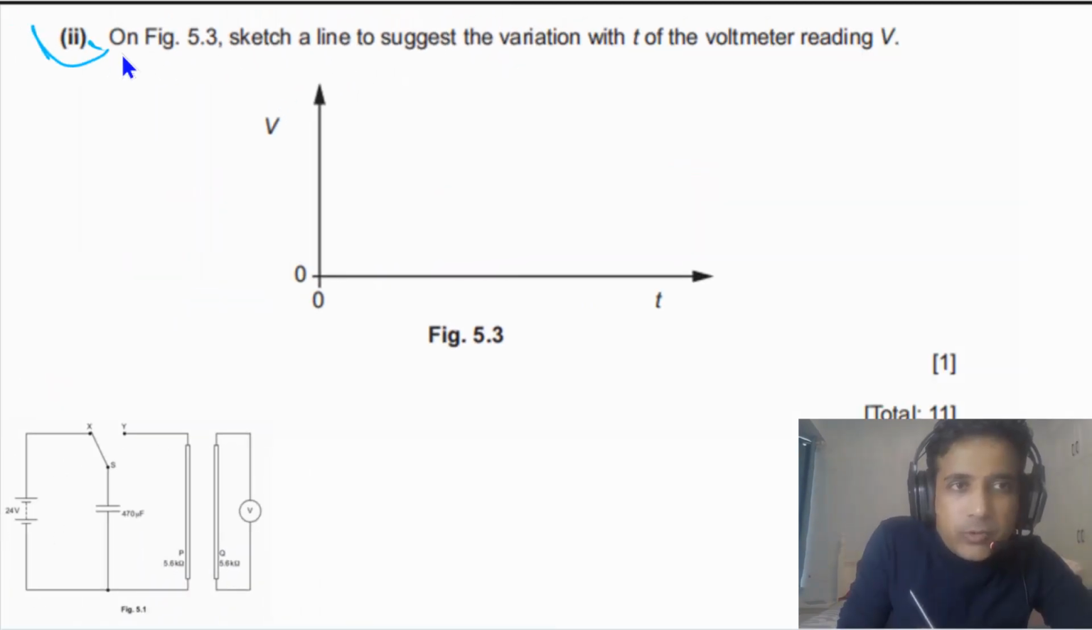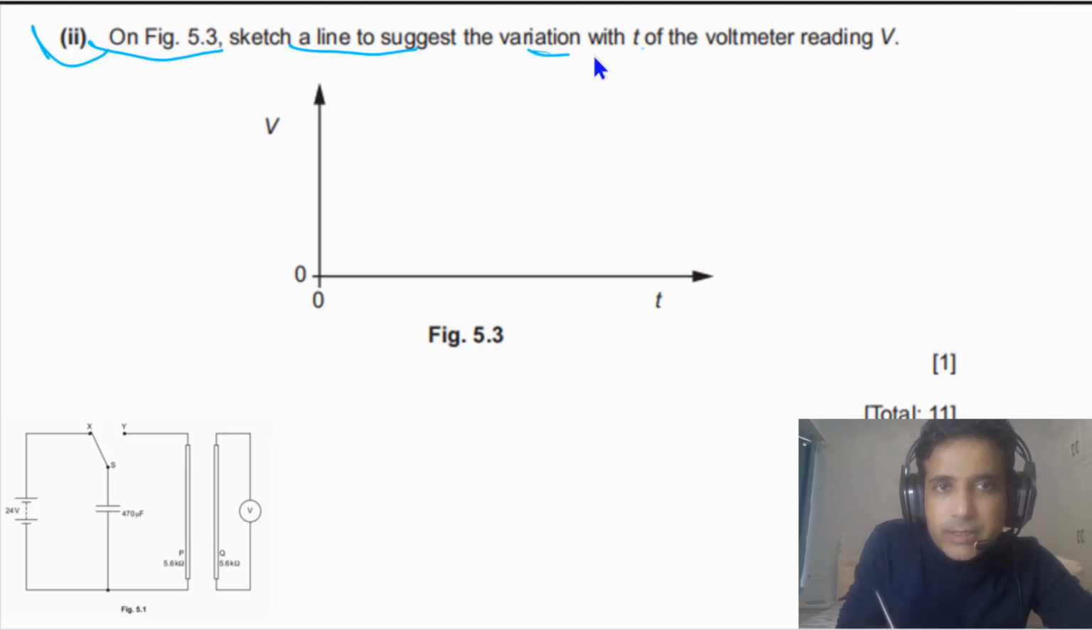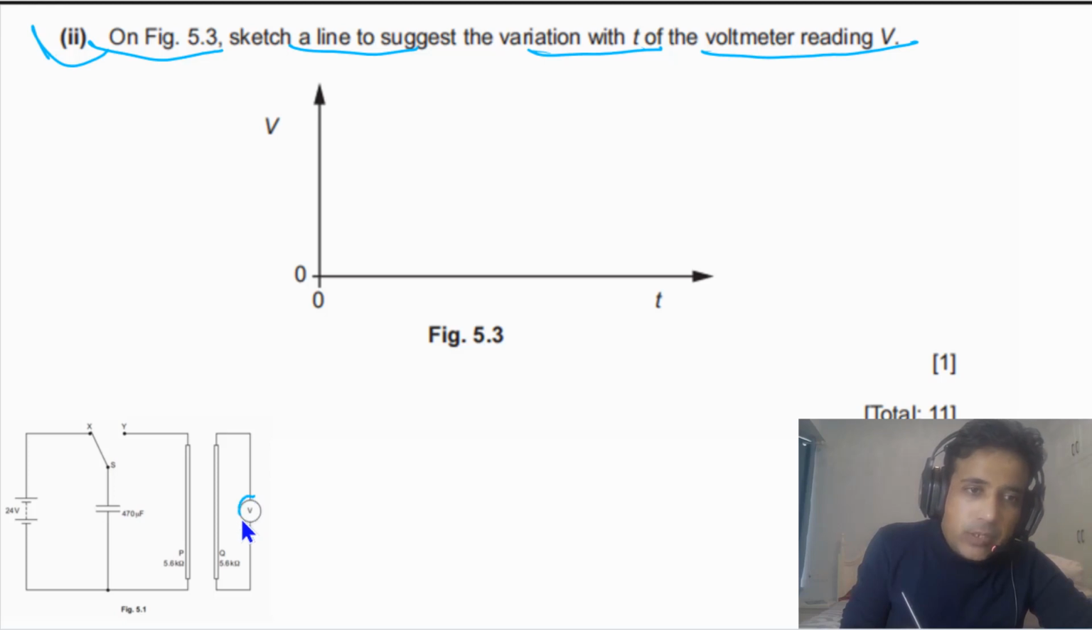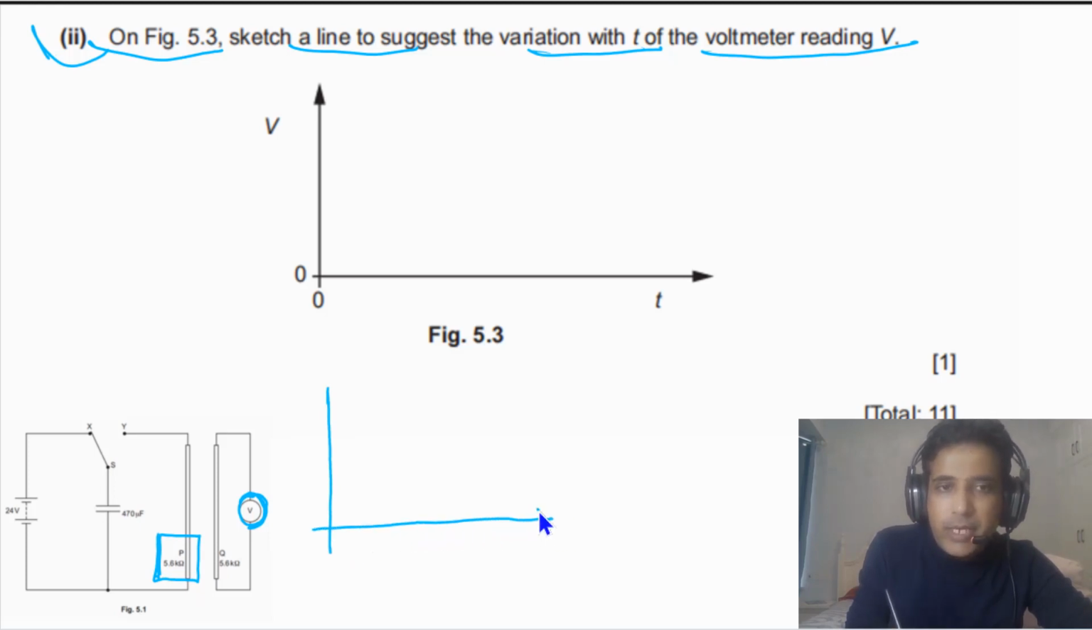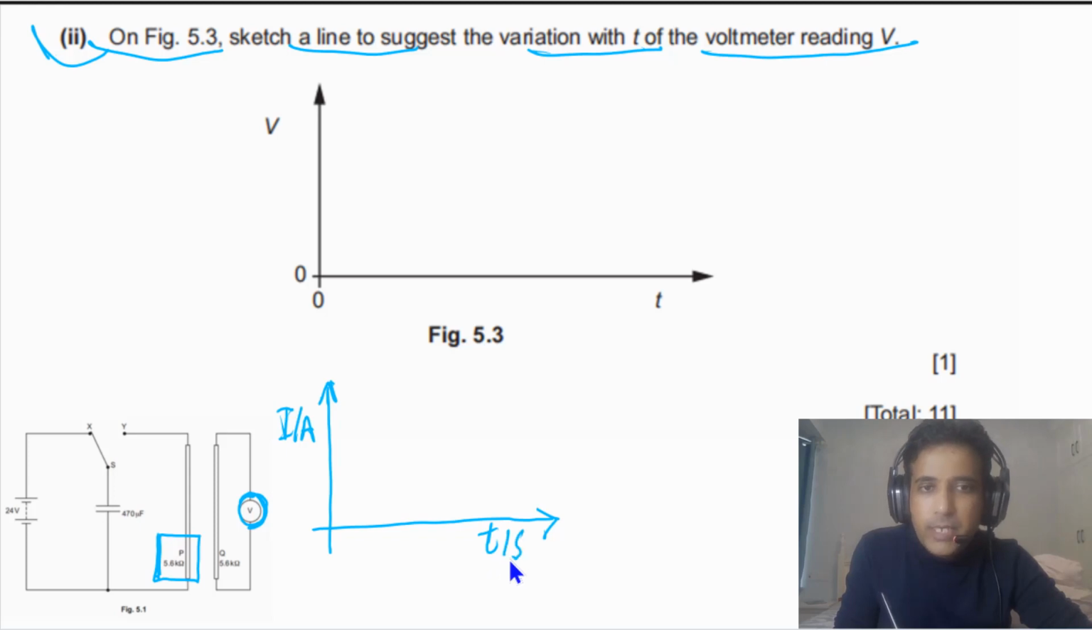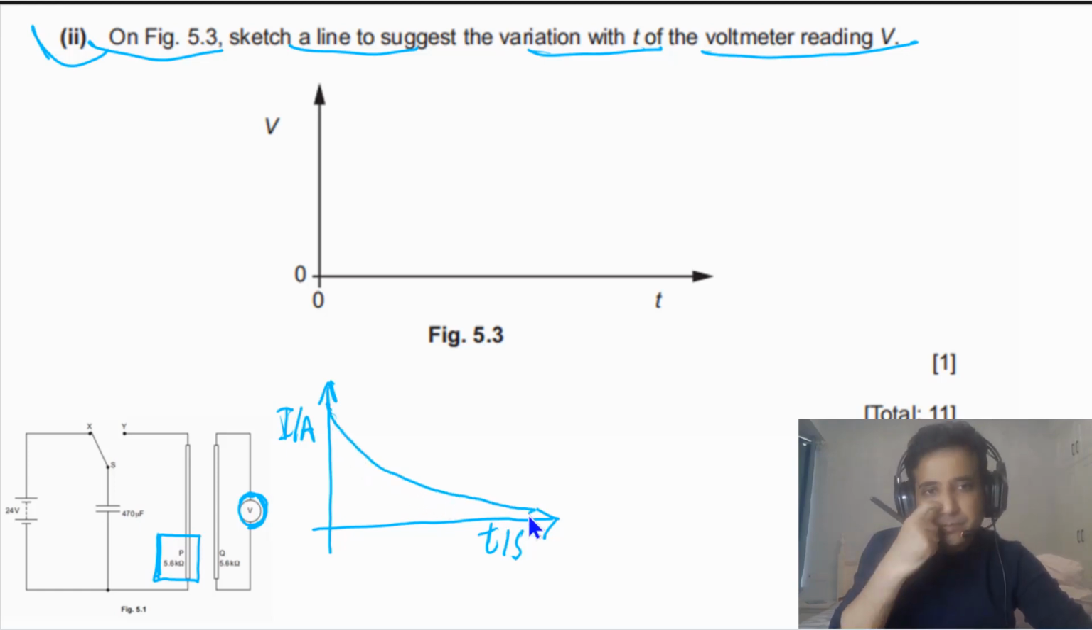For the second part, on figure 5.3, we need to sketch a line to suggest the variation with t of the voltmeter reading V. The question is asking how this voltmeter reading is changing with time, and this voltmeter reading depends on current in wire P. We have already discussed that current in wire P is decreasing exponentially with time. So we can write down time here as well. Current in P is decreasing exponentially with time, so we can draw the graph like this. And this is decreasing exponentially.